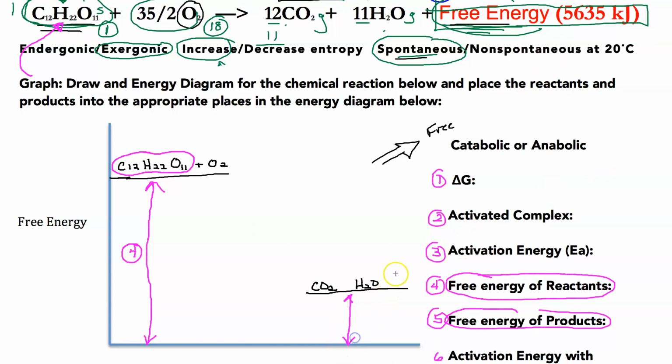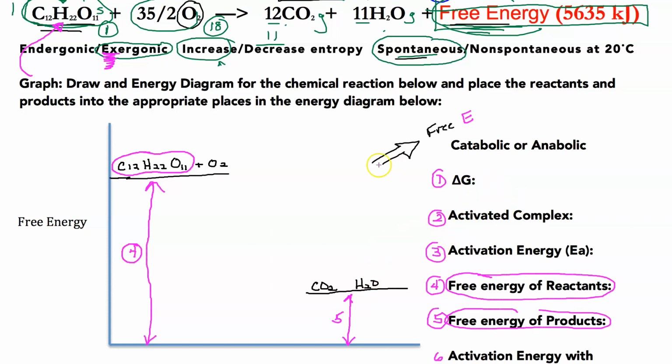It's a lot less. Why? Because a lot of the energy that this had was released as free energy here. That's why we call it exergonic. It's exiting. Okay, that means that your products are going lower. This is logical, people. You have to make it logical. Okay, now, so this is number 5. This is the value for the free energy.